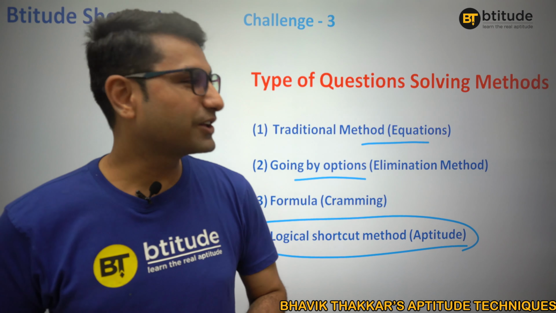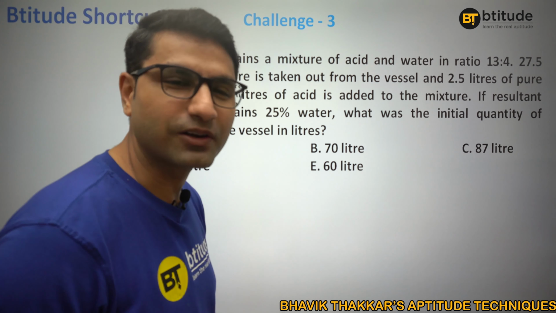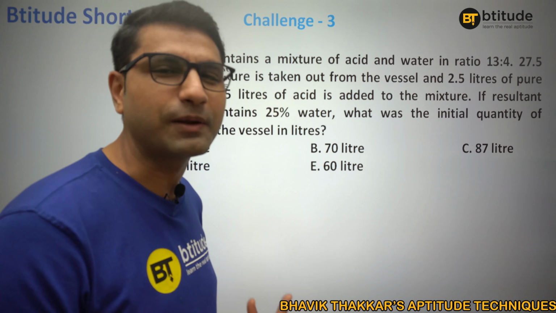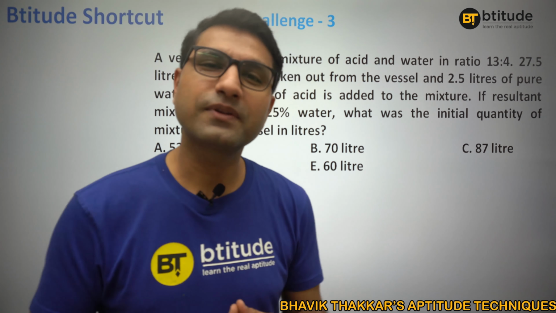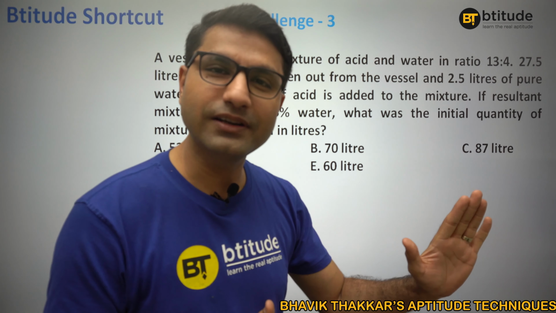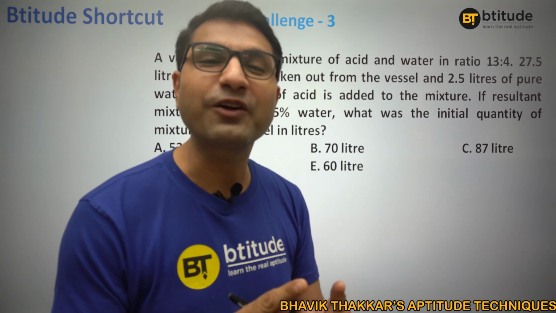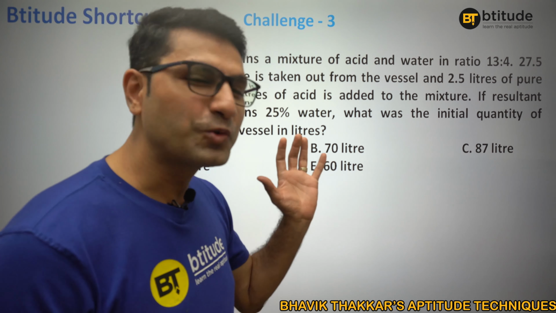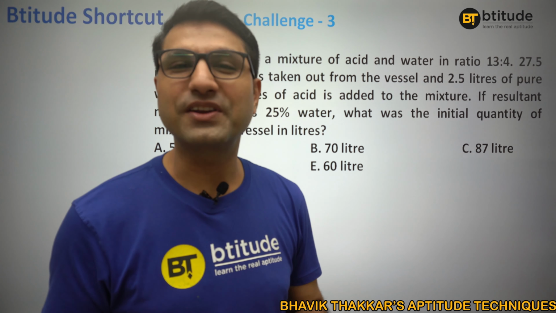So let's start with the concept of alligation and mixture, and how we can use it to solve this particular question. But before that, let's understand the concept in itself. Alligation and mixture is the concept which gives us the idea when two different varieties are mixed, and the average of each of those two varieties is given and the combined average is also given. If we are supposed to find out the quantities in which those two varieties are taken, we use the shortcut of alligation and mixture.